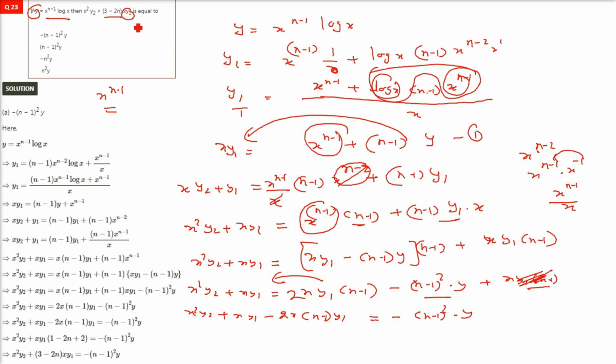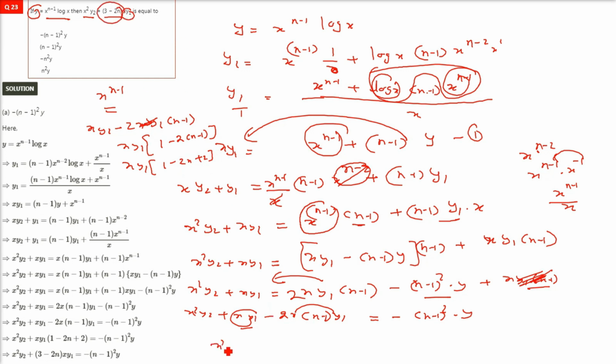What do we want? x square y2 plus 3 minus 2n into xy1. So 3 minus 2n, how are we going to get it? This is the basic thing. Now this is xy1, this is xy1, they both have the xy1 term. So xy1 minus 2xy1 into n minus 1, you can just take xy1 common, it will be 1 minus twice of n minus 1, and this is going to be xy1 into 1 minus 2n plus 2. So this is 3 minus 2n, and that is what we wanted. 2n has come. x square y2 plus 3 minus 2n into xy1 is equal to negative n minus 1 whole square into y. This is your final option.